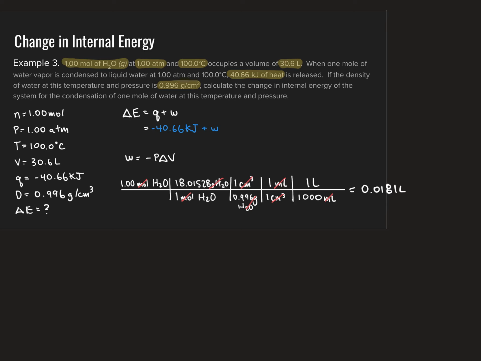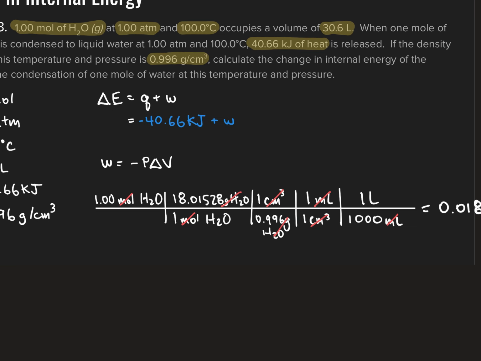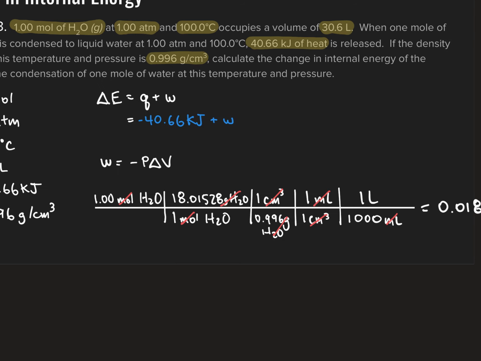Now remember here, what we're looking at is expansion and compression work. And so my equation was work is equal to minus P delta V. So what I need to find now is my change in volume of the water sample. And a change in volume can be simply calculated by taking the final volume minus the initial. After compression, we now know my water will occupy 0.0181 liters.